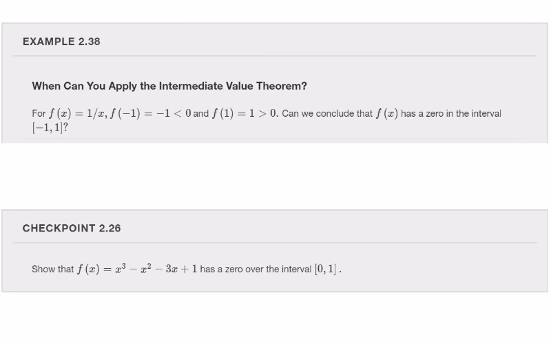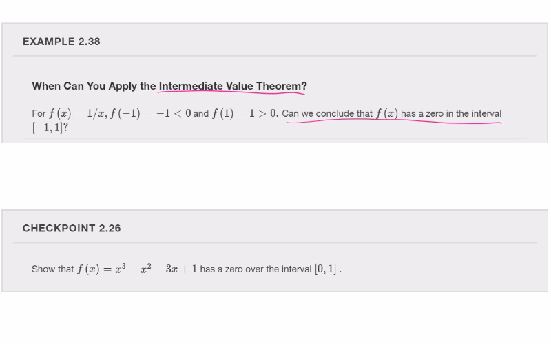All right, so going along with the last example, here's another situation where we want to make sure that we're really careful of when and how we use the intermediate value theorem. So here we have a function, f of x equals 1 over x, where we have this interval from -1 to 1. And f of -1, in other words, f of a, is -1, so it's less than 0. And f of +1, which is our b, is of course greater than 0. Can we conclude that f of x has a 0 in the interval from -1 to 1?